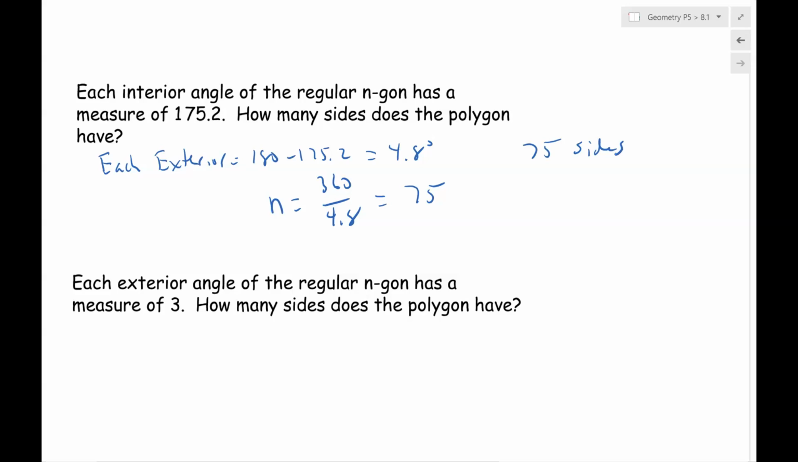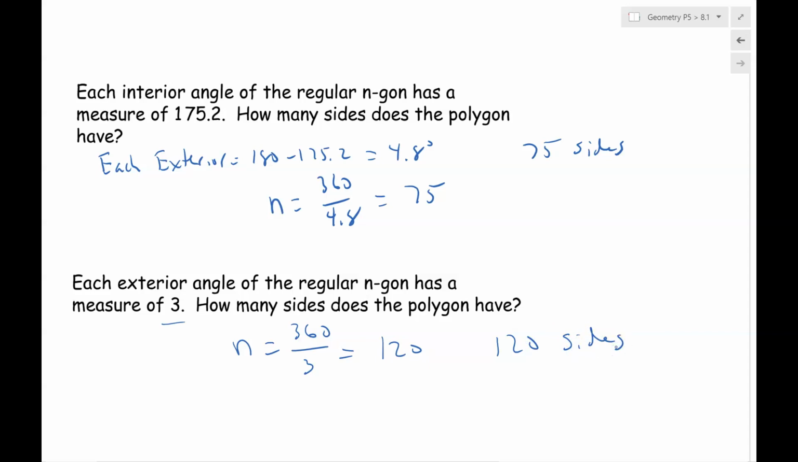Next one, each exterior angle of a regular n-gon has a measure of 3. Do I need to change this one? No, I already know what the measure is. So this one's an easy one. I go right to it. 360 divided by 3, 120. Whoa, big one. 120 sides.